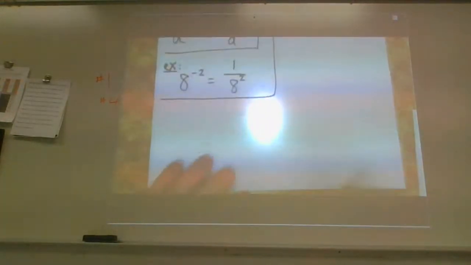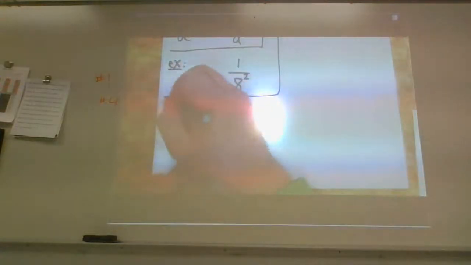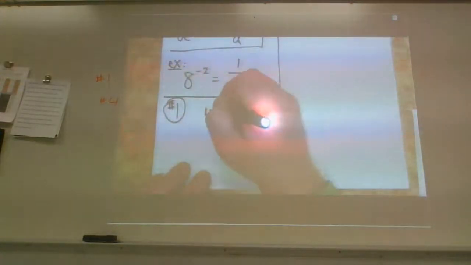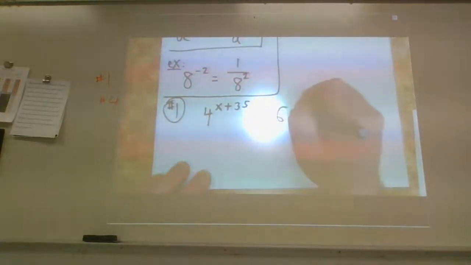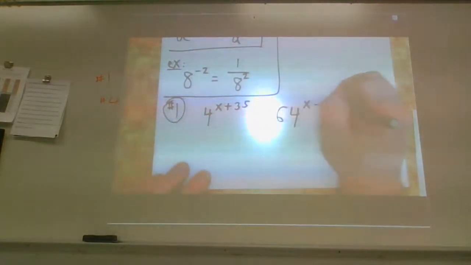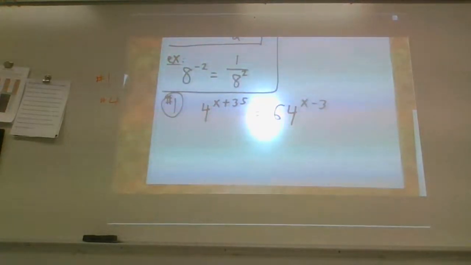So, number one gave you the problem: 4 to the x plus 35 equals 64 to the x minus 3. Now, there are two main ways to go about this.